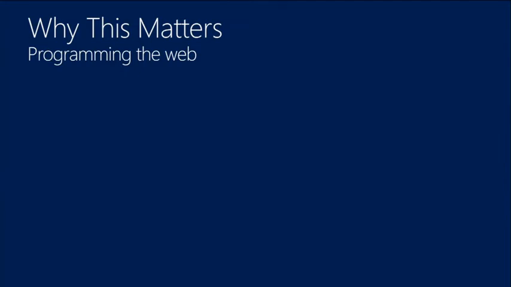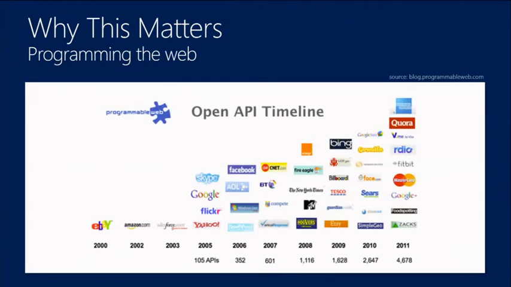First, programming the web today. This is what the proliferation of web APIs looks like. You can see all the way on the left, there's eBay. But starting in 2007, it effectively doubled the amount of web APIs added. It was 600 between 2007 and 2008, then 500 between 2008 and 2009, then 1,000 between 2009 and 2010, and 2,000 more up to 2011. This is an old chart. It's 2 years old, right?